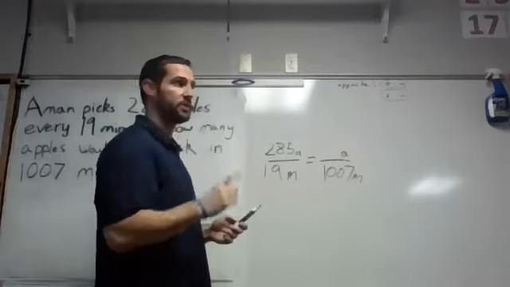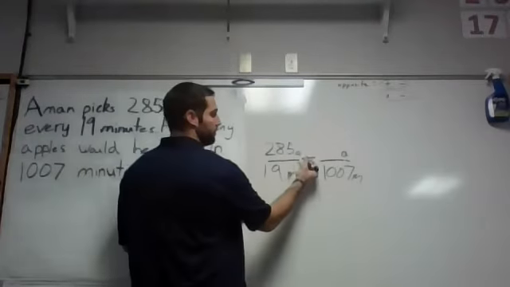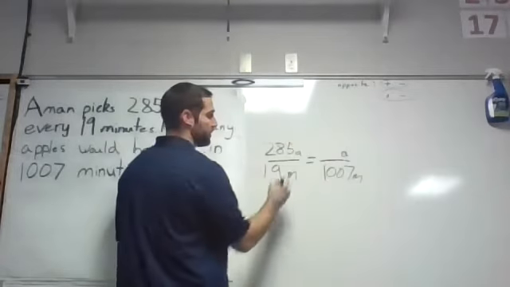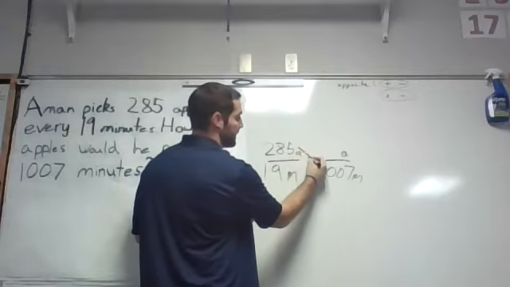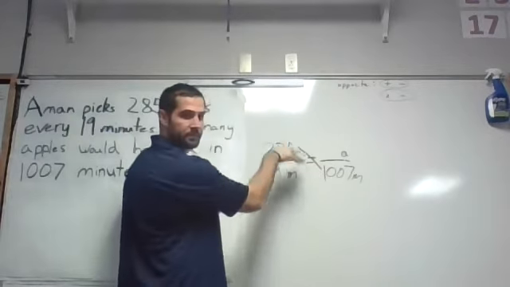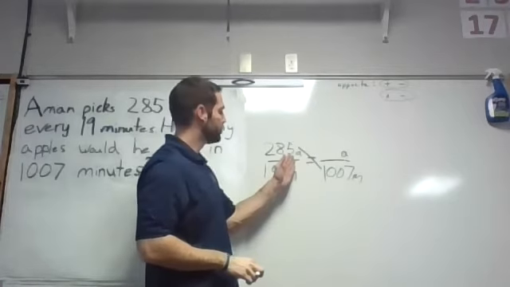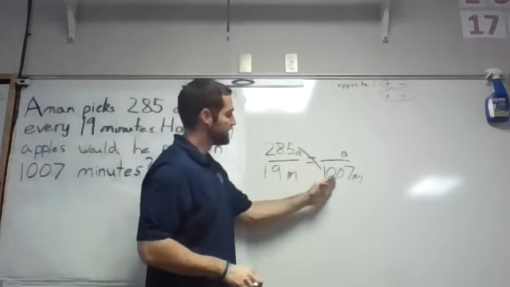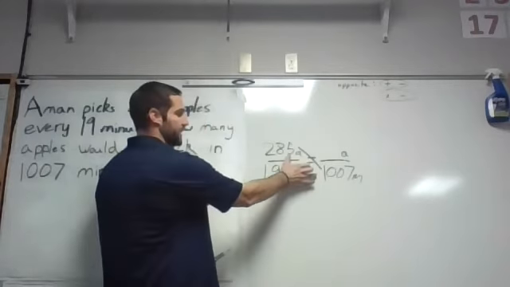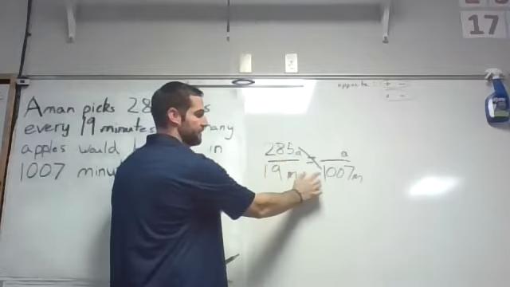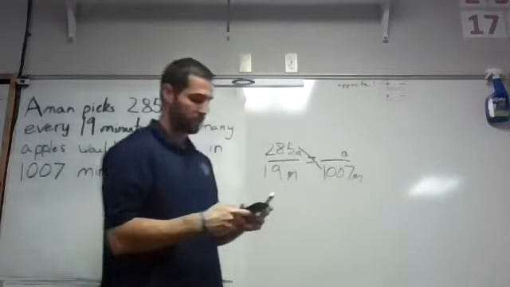Now I'm going to introduce you to diagonal multiplication. See, we got diagonal multiplication, and we take the top number, which is the numerator, and we're going to multiply it diagonally. From top to bottom, it's going to be 1,007 minutes. We're going to multiply the numerator on one side by the denominator on the other side. So you're going to take your calculator and multiply 285 times 1,007. Let me get my calculator, just one moment.